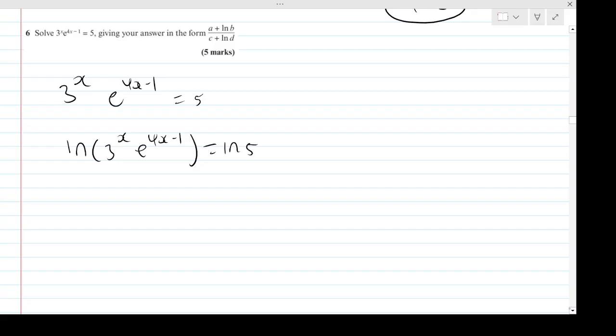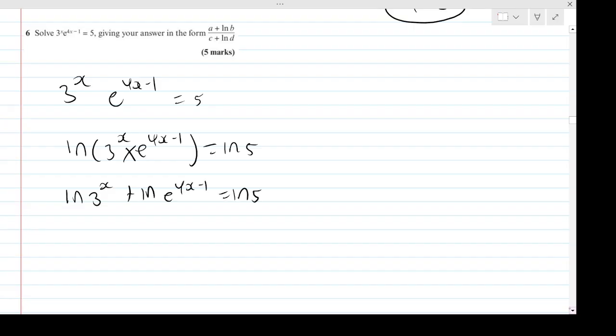Well, actually, there are many ways of tackling this. You can kind of make the indices nicer and factorize in some way the powers, but I think the easiest way is actually noticing it. I've got a product here. I've got 3 to the x times e to the 4x minus 1. Remember my log laws, I can split up a product into two different logs by adding them. So ln 3 to the x add ln e to the 4x minus 1 is ln 5.